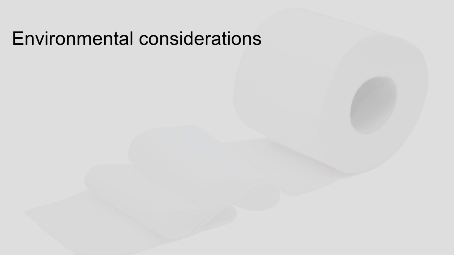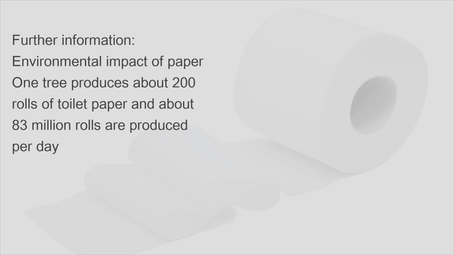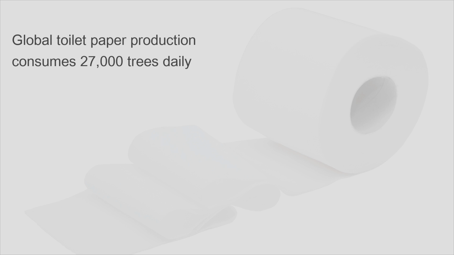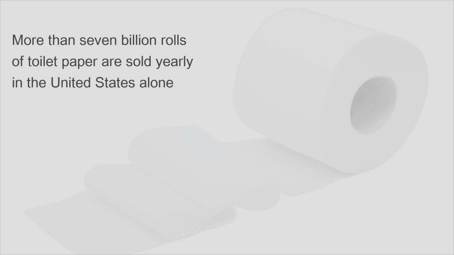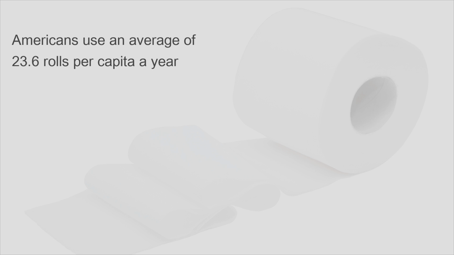Environmental considerations. Further information: Environmental impact of paper. One tree produces about 200 rolls of toilet paper and about 83 million rolls are produced per day. Global toilet paper production consumes 27,000 trees daily. More than 7 billion rolls of toilet paper are sold yearly in the United States alone. Americans use an average of 23.6 rolls per capita a year.